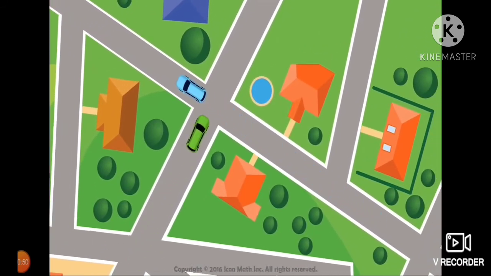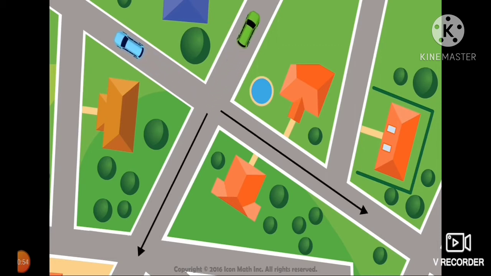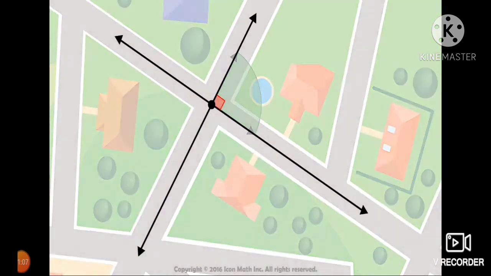The intersecting lines form angles at the point of intersection in the given figure here. Now these two intersect. Okay, these are examples of intersecting lines. Let's see with an example.